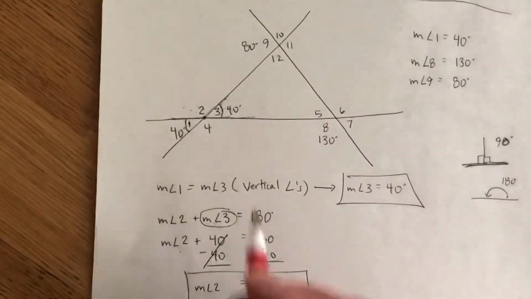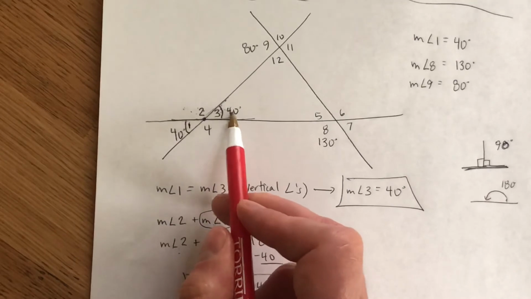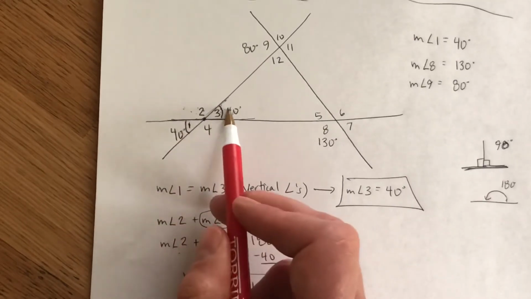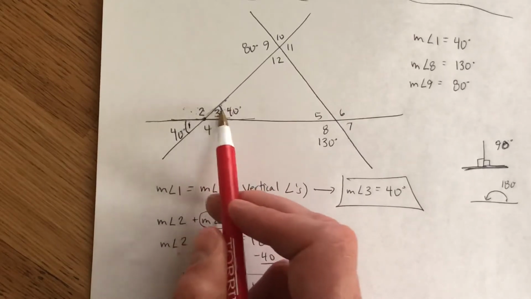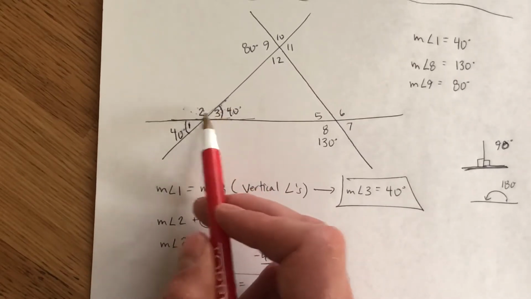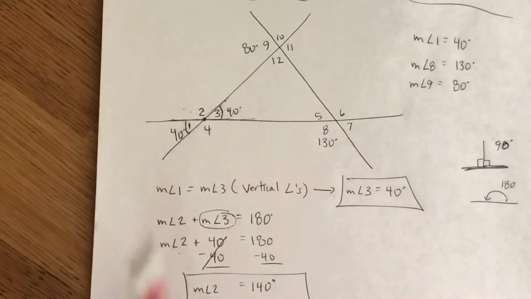So far we figured out the measure of angle 3 by virtue of being a vertical angle with angle 1. It's got to be congruent to it, have the same measurement, that's 40 degrees. And then angles 2 and 3 are a linear pair. They have to add up to 180. So if this one's 40, this one's 140.